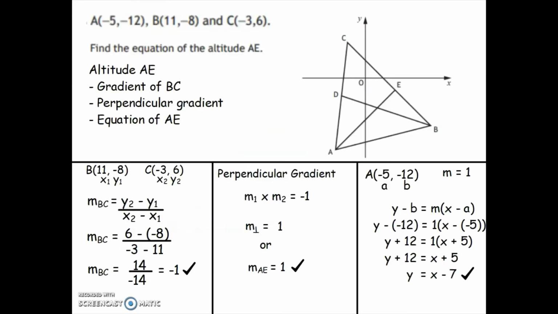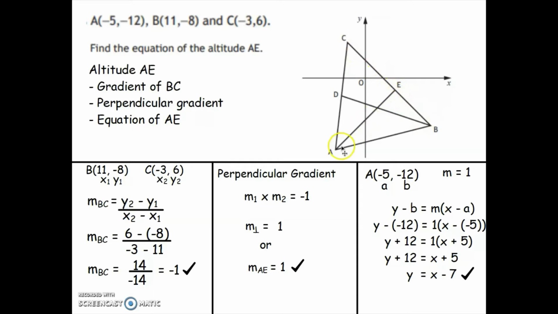So it starts off with us finding the gradient of BC. We label the points x1, y1, x2, y2, and we follow the normal approach. We'll do y2 minus y1 over x2 minus x1, 6 subtract minus 8, minus 3 subtract 11. 14 over minus 14 gives us negative 1. So that is our first mark in this question, and we have found that the gradient of this line CB is negative 1.